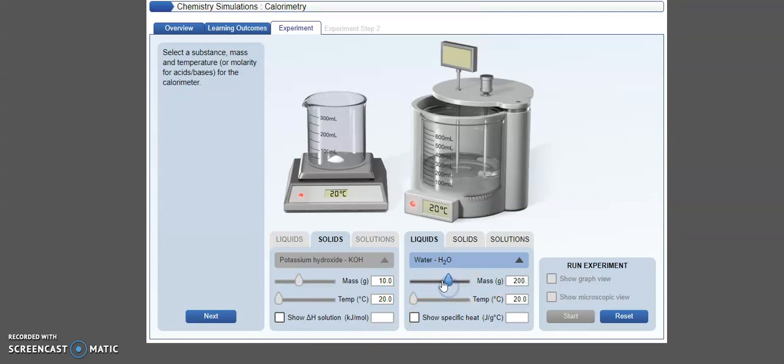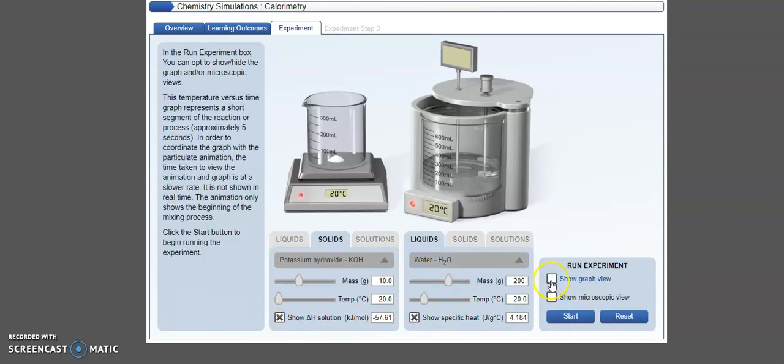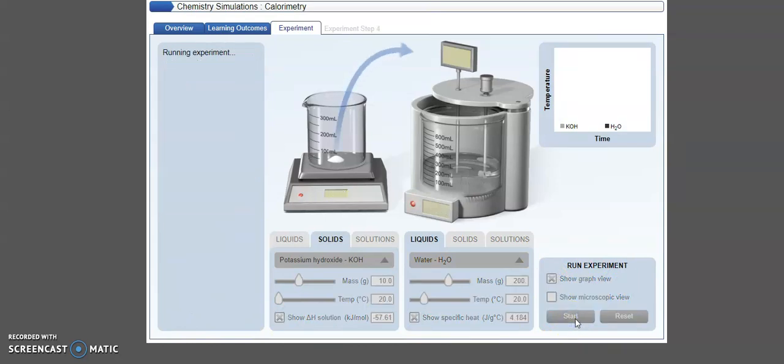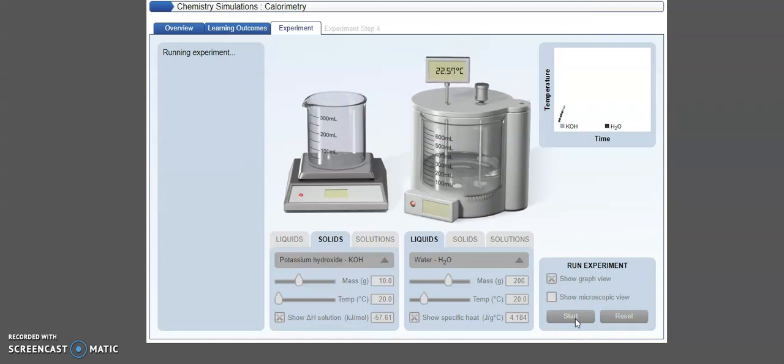So you see, you just slide that bar. Next, I'm going to show the graph. I want you to see how this is graphed. This is going to help you determine whether this is exo or endothermic. You're going to put water in there. It's going to mix it up. It's going to run. So as you can see here, our temperature is going up.